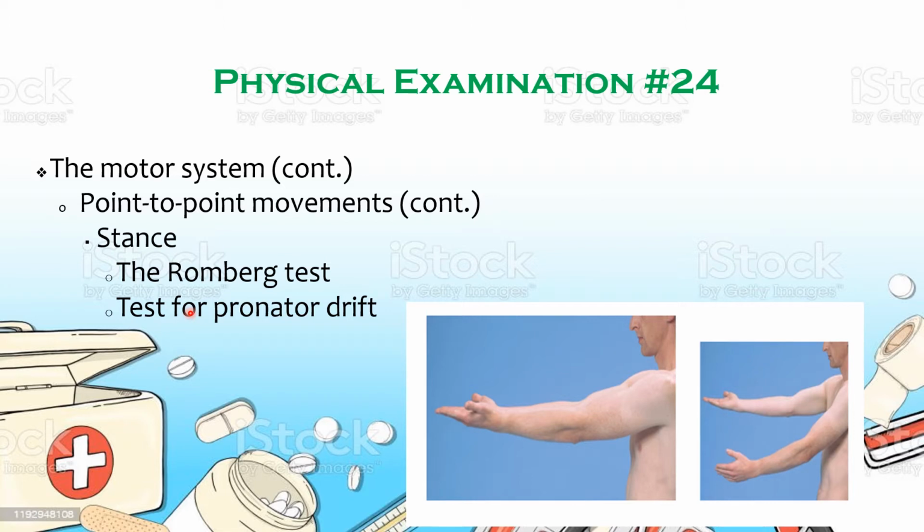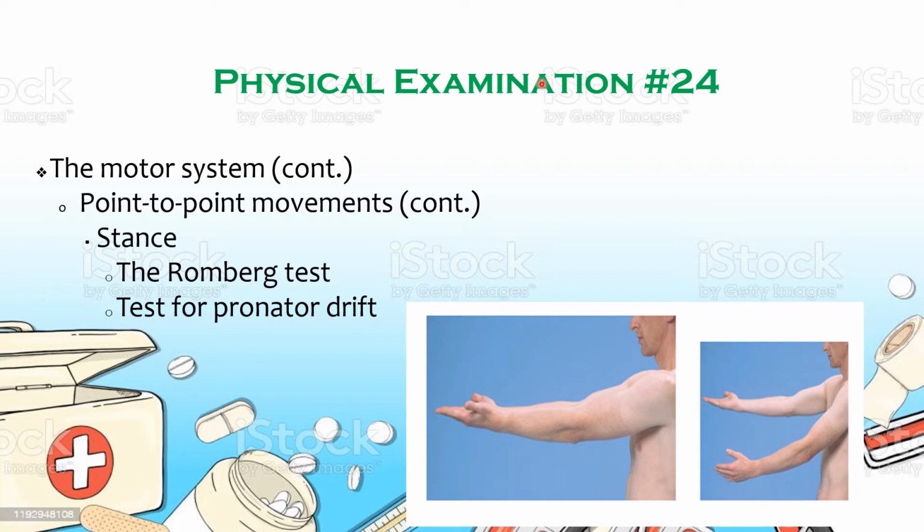So, another way of testing the point-to-point movement is stance. There are two tests that are often performed, such as the Romberg's test and the test for pronator drift. They differ only in the patient's arm position and in what is assessed.